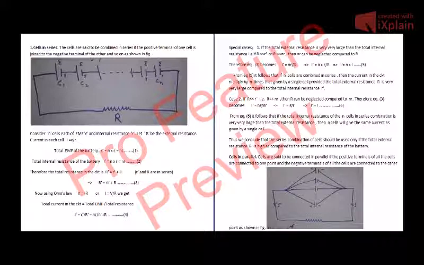So if n cells are combined in series, then the current in the circuit is multiplied n times. It goes on increasing, n times that given by a single cell, provided the total external resistance R is very large compared to the total internal resistance R dash.